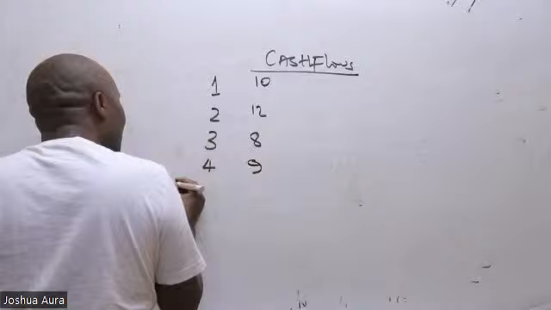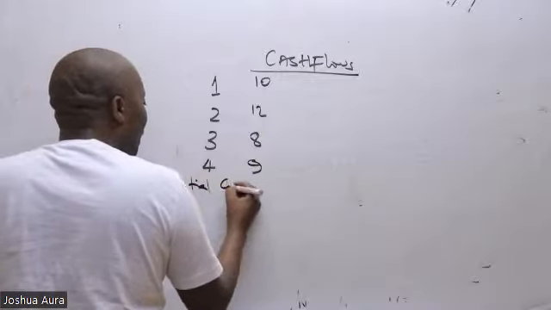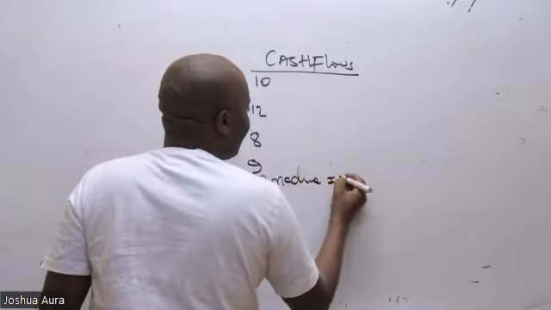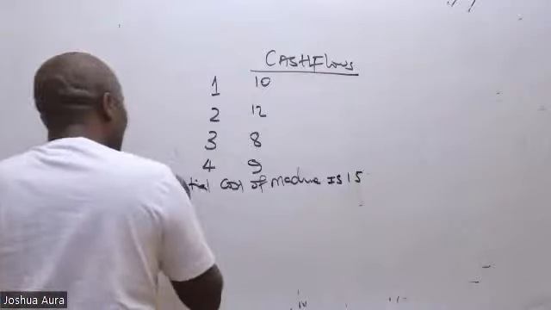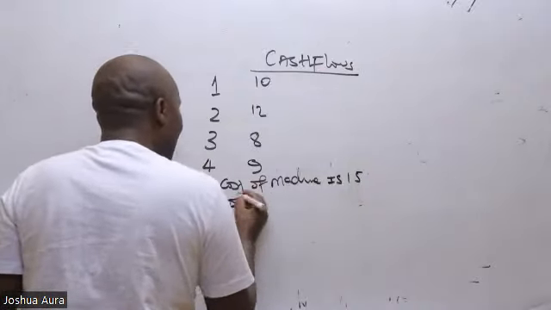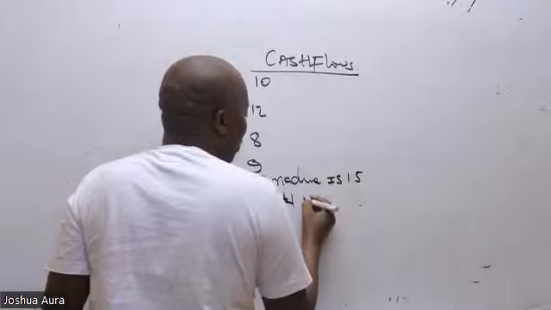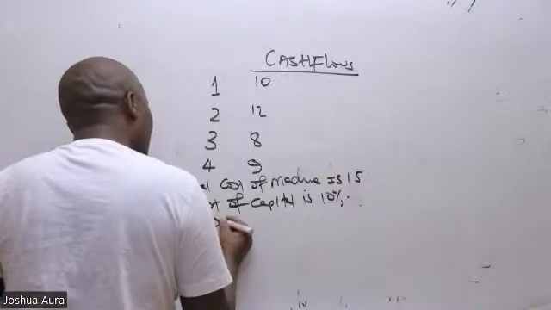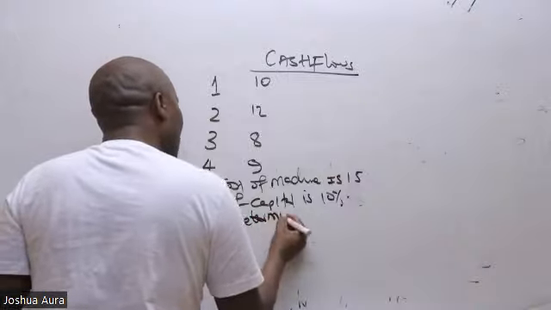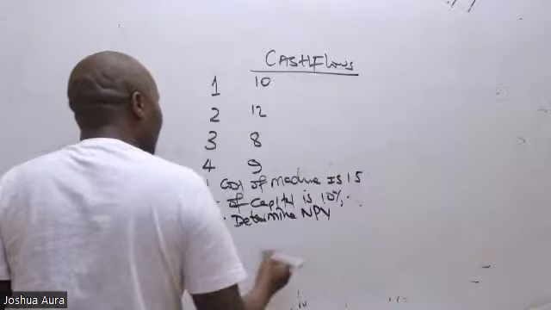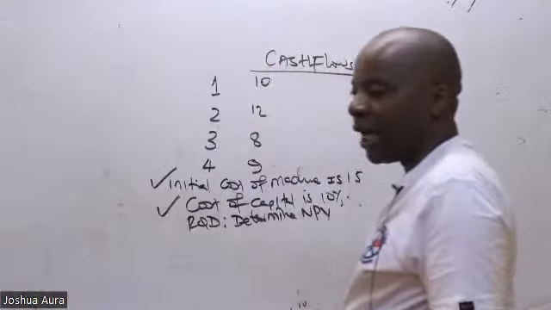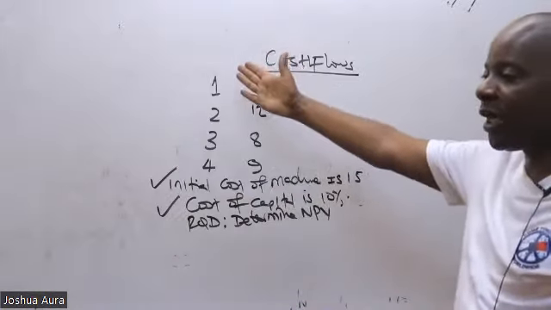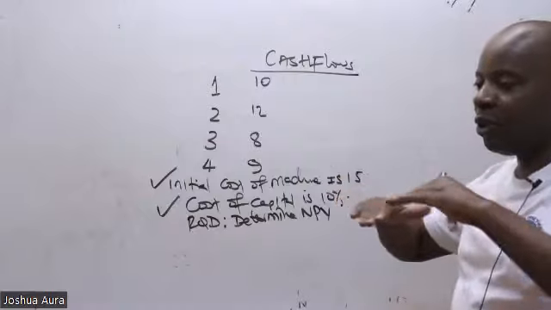And then they'll come and tell you that the initial cost of the machine is maybe 15, and then they'll tell you that the cost of capital is 10%, and then you are required to determine net present value. So they have given me cash flows. These cash flows are futuristic. Remember, today we are at time zero.